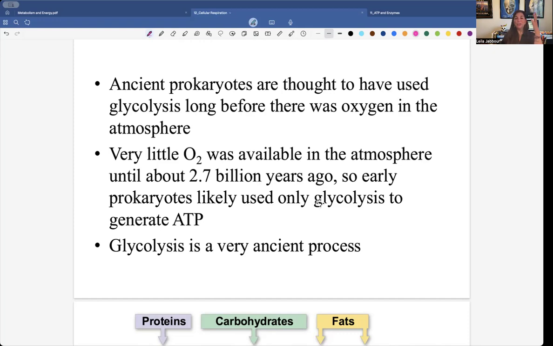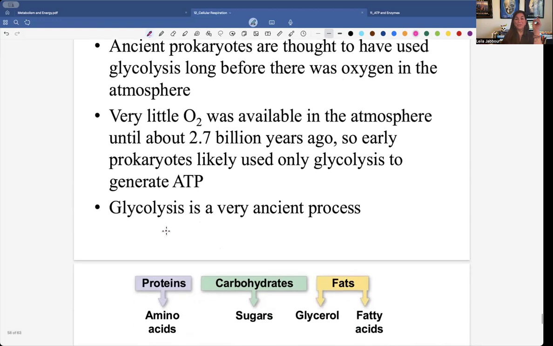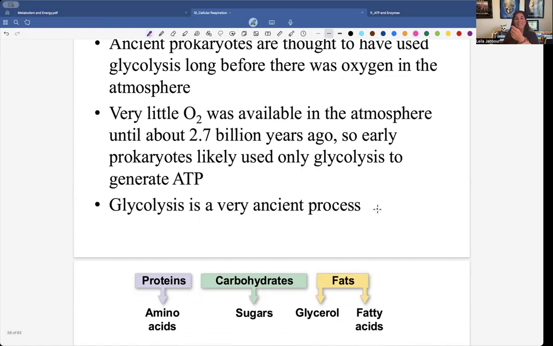So early prokaryotes likely used only glycolysis to generate ATP at the time, because oxygen is needed at the end. So glycolysis makes ATP, and those two ATPs were enough for those very primitive cells billions of years ago. So it's a very, very ancient process, glycolysis, that cells used to make ATP even before they were able to use oxygen.